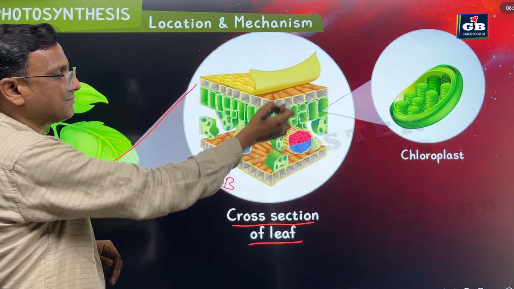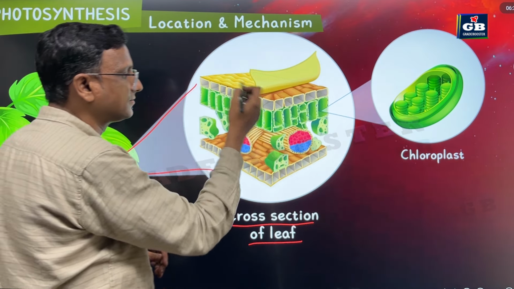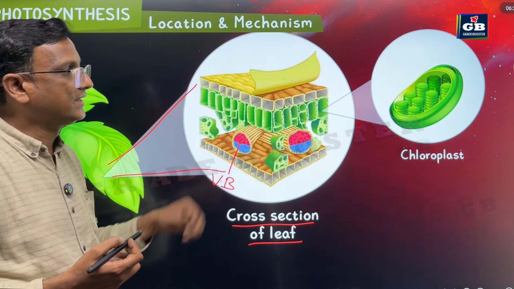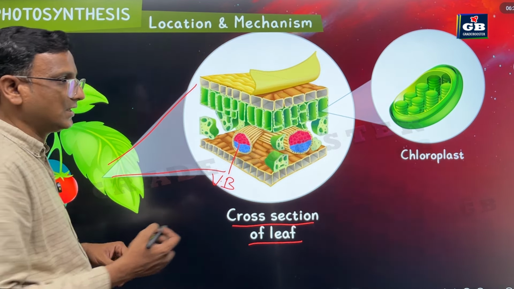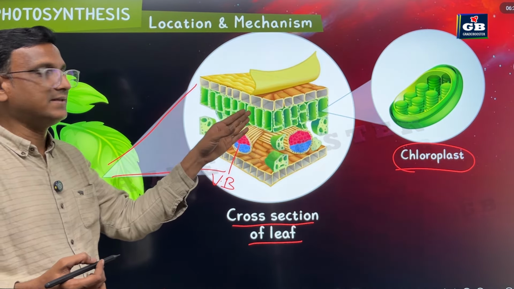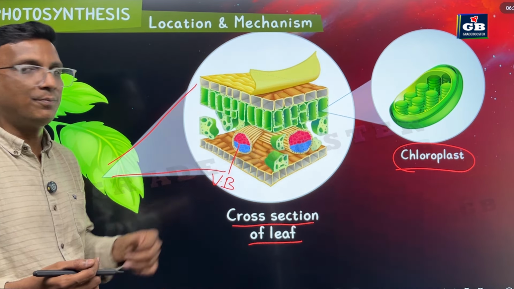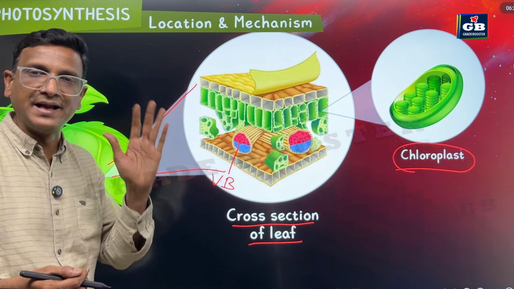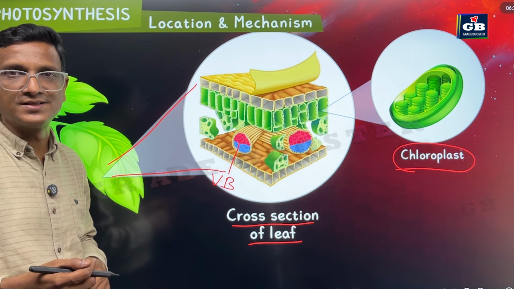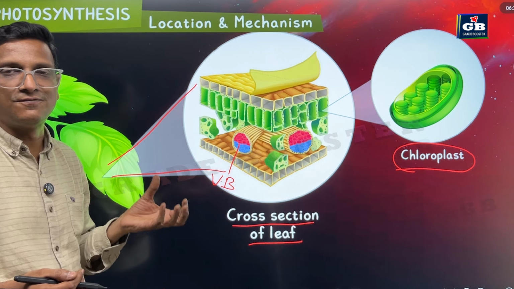And here are some green color cells. You can see they have some green dots. The cells are green because they have green components. What are they? Chloroplasts. So chloroplasts are present in these green cells of the leaf. What is a chloroplast? It is a cell organelle, a kind of plastid. The main function of the chloroplast is to carry out photosynthesis. So chloroplast is a cell organelle in which the process of photosynthesis takes place.